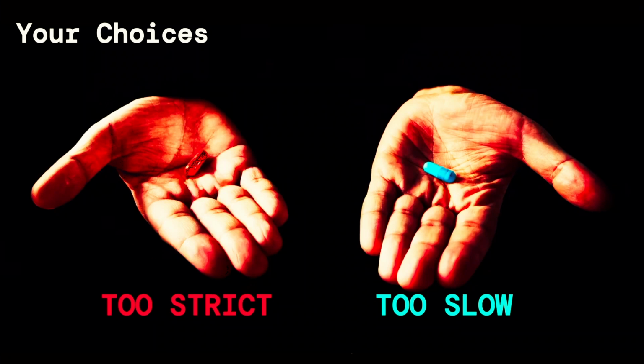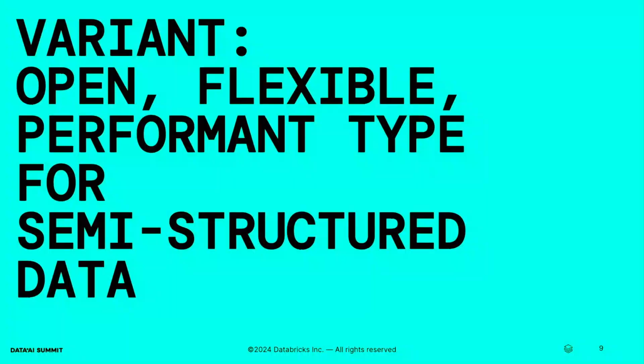So ultimately, we have these two choices when dealing with semi-structured data. You can choose the schema inference approach, that's way too strict for semi-structured data. Or you can choose the string approach, which is too slow for semi-structured data. So we took a look at these two choices, and we didn't like them. None of these choices are great. So we decided to work on variant. Variant is an open, flexible, performant type for semi-structured data. And with this new work, we don't have to deal with those two suboptimal choices anymore.